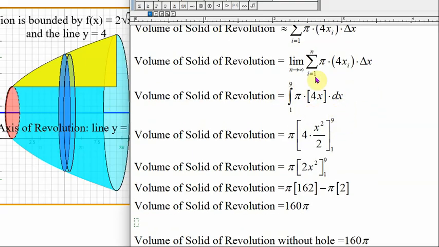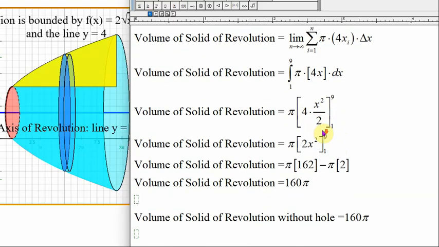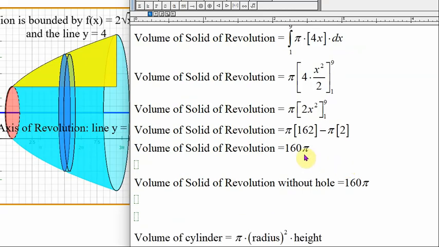And then we just evaluate this definite integral. The pi is right here, and the integral of 4x would be 4 times x squared over 2, which gives us 2x squared. Evaluating from 1 to 9, when x is 9 we get 162, and when x is 1 we get 2. And so the volume of the solid of revolution without the hole is 160 pi.